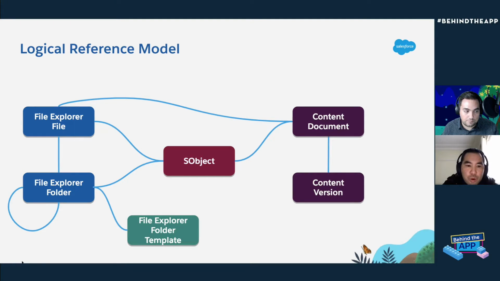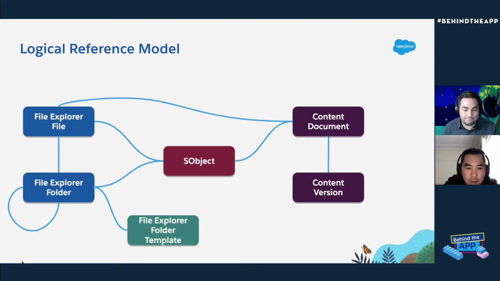The two objects on the left, File Explorer File and File Explorer Folder, are the two custom objects that deal with the file hierarchy and the architecture of Lightning File Explorer. So I've created a couple of references there between the two. There's a circular reference for File Explorer Folder, and that's just because a folder can also have a folder as its parent, as does a file.